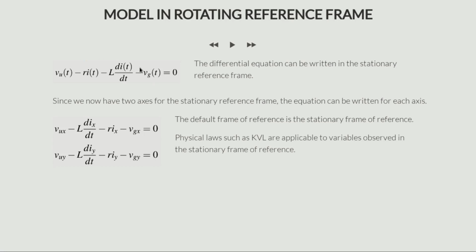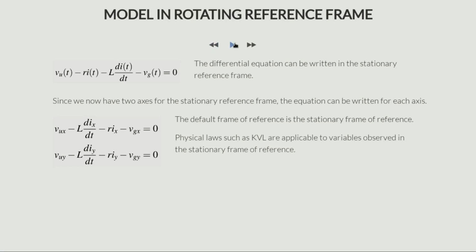Because remember, as long as our reference frame is stationary, these are physical laws. This is Kirchhoff's voltage law. This Kirchhoff's voltage law will always hold true. So whichever axis you look at in the stationary reference frame, this law and even other network laws like Kirchhoff's current law will hold true. So we can write them directly for every axis in this manner. All I'm doing is appending an x and a y subscript to each and every variable. So we have these two equations, and they are almost identical except for the fact that the subscript is different for each variable.